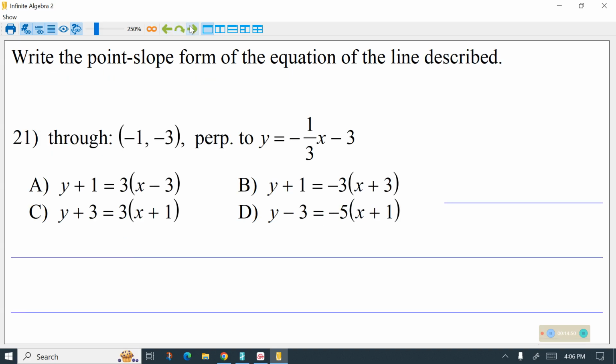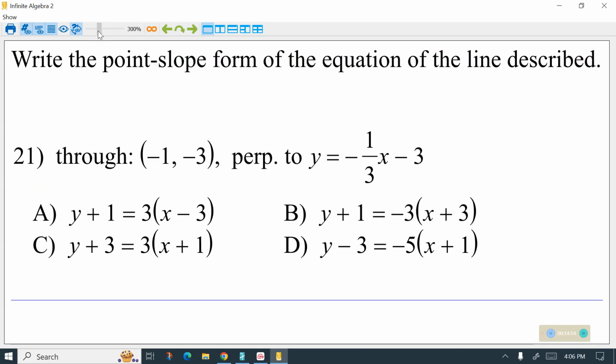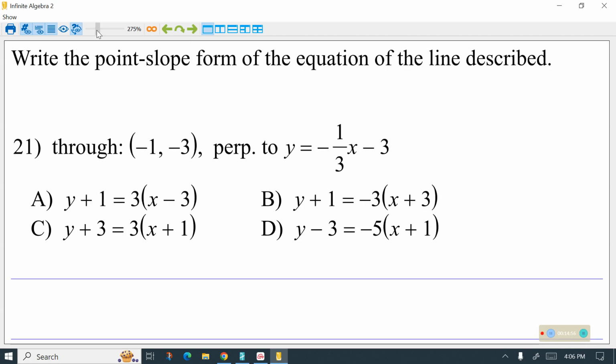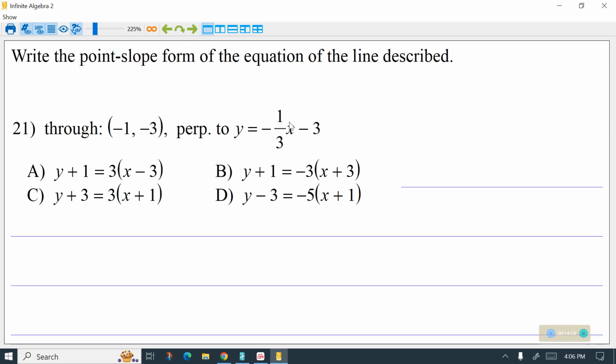Okay, for these ones, this was kind of a review, and this was about perpendicular lines. And so the idea of doing a perpendicular line was that you needed to take the negative reciprocal of the slope. And so after we did that, we'd have to solve to figure out which one would actually go through the correct thing, right?